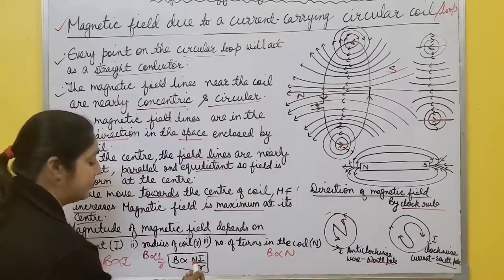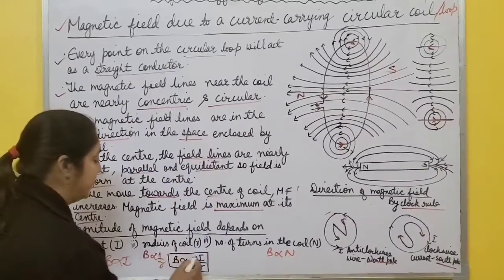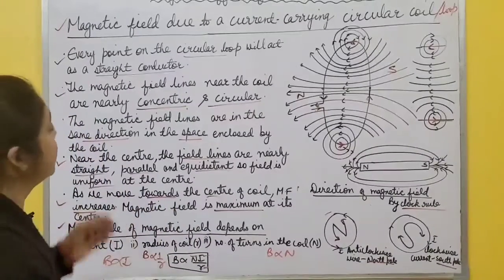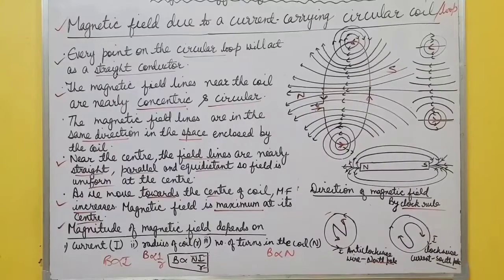So B is directly proportional to Ni by R. These are different factors on which magnetic field depends. So hope it's clear to all of you about this one. Magnetic field due to a circular current carrying coil. Take a screenshot of this fast.